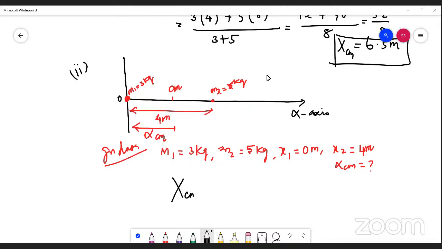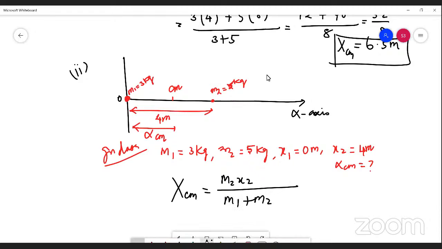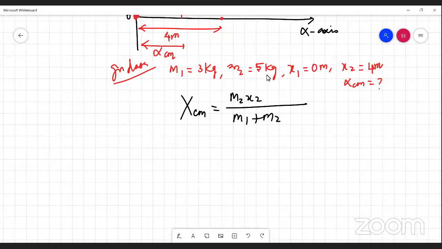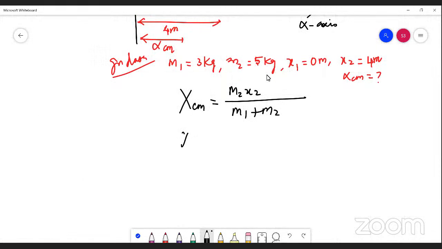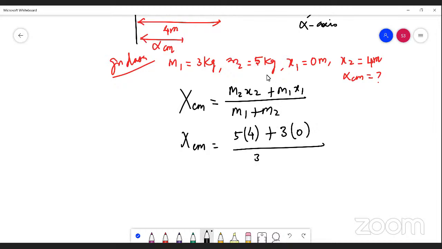I can show you X_CM is equal to (M1X1 + M2X2) divided by (M1 + M2). This is the formula you had come across, and we are using it here. M2 is 5 kilogram, X2 is 4 meter, plus M1 is 3 kilogram, X1 is 0, divided by 3 plus 5. You can just go step by step.